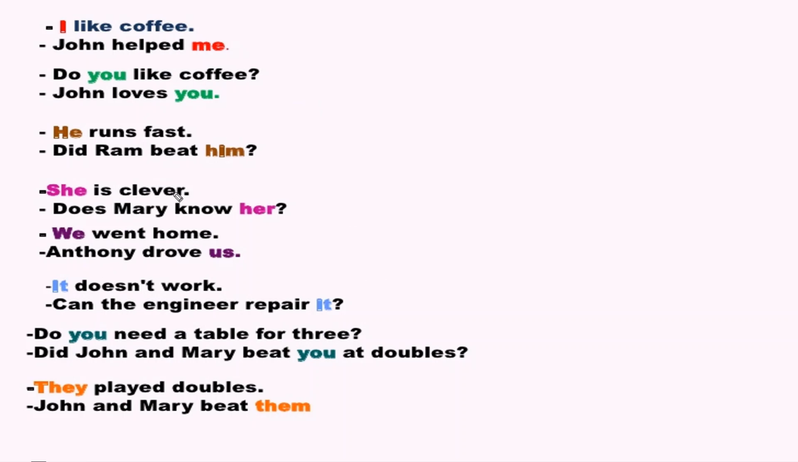She is clever. Does Mary know her? The same thing here for female: she is a subject pronoun and her is an object pronoun. The same for plural as well. We went home. We is a subject pronoun and us is an object pronoun. I hope you have a clear idea about this. I hope you have all learned what I'm trying to say today. So this is all about personal pronouns.